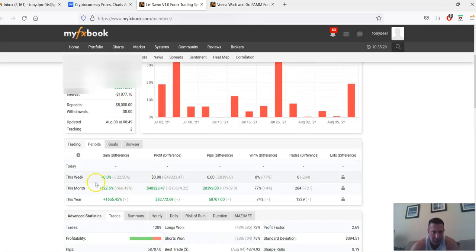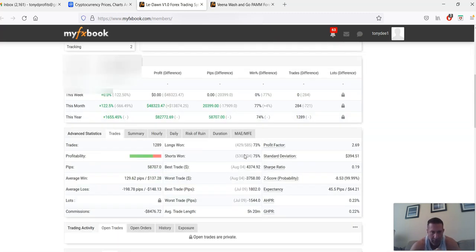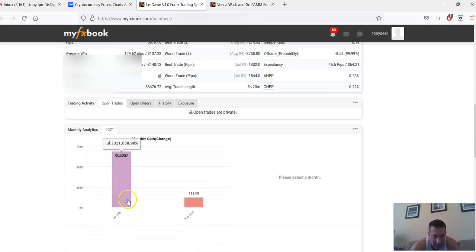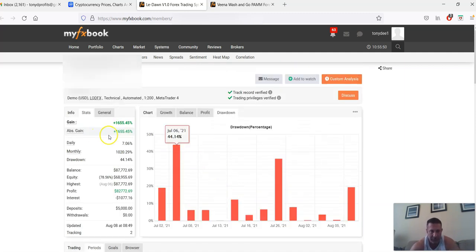Now, this hasn't been running this week. They turned it off last week because they started running a new account this week. I don't think there's any more stats to really show here. 688% in July, and then 120. You guys, that's absolutely crazy, right? If you put in $1,000, think that you can turn it into $16,000.